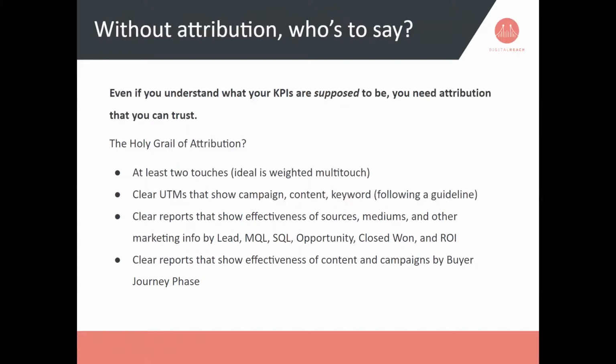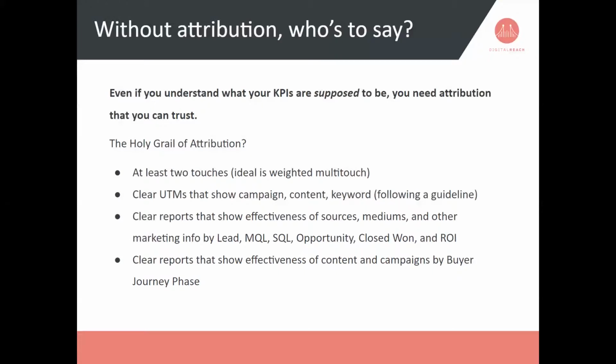So, even if you know what your KPIs are meant to be, like, okay, I understand what these different methodologies are supposed to be driving, if you don't have attribution you can trust, you'll never know if it's actually working. So what is the holy grail of attribution? First, in my opinion, you really want at least 2 touches. You can do first or last touch as your main idea, but the idea is you'd like to get as clear of a picture into the buyer's journey as you can.